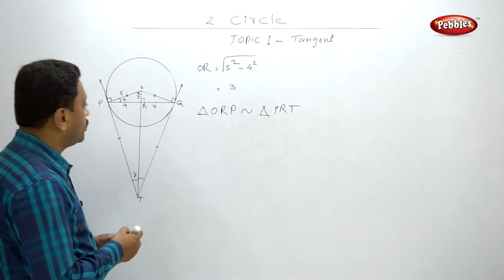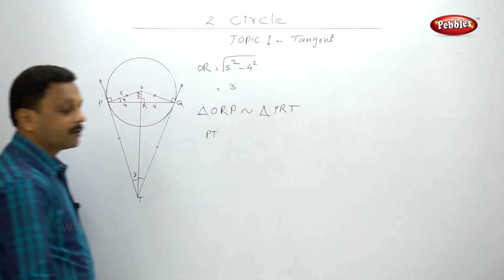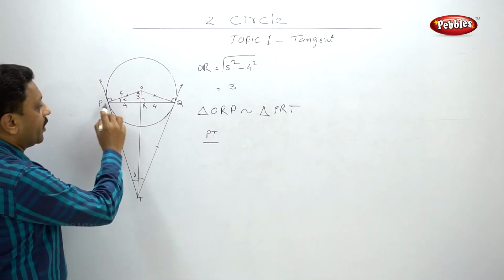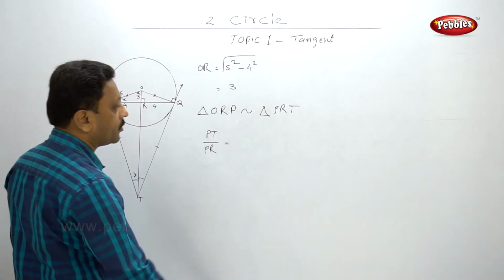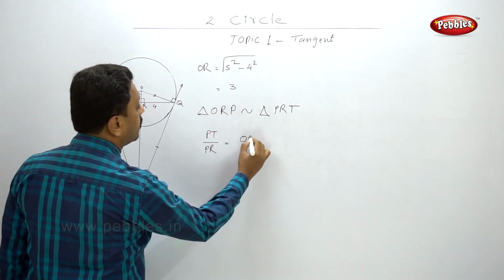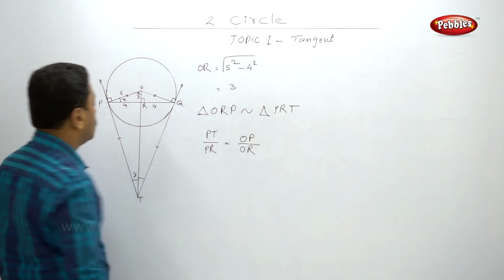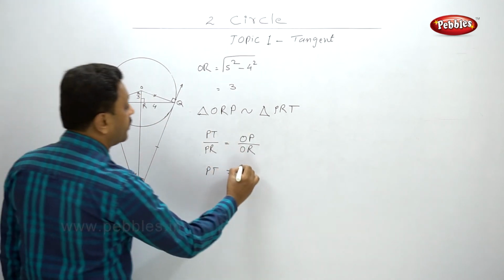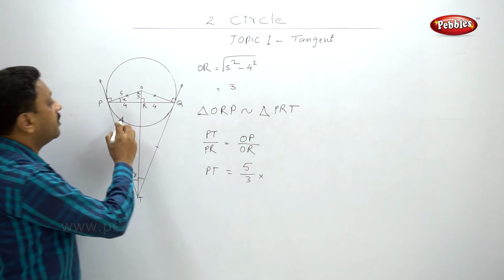So now you just take the ratios. What I want to find out is PT. So PT upon PR, so what should I take? OP upon OR. So PT I have to find out. So PT is equal to, what is OP? It is 5. What is OR? It is 3. And into PR, what is PR? It is 4.